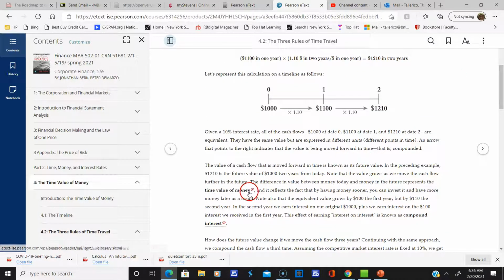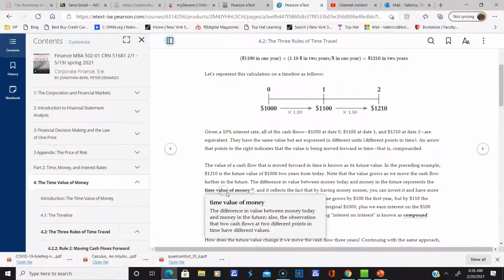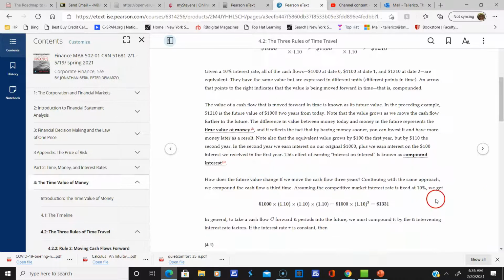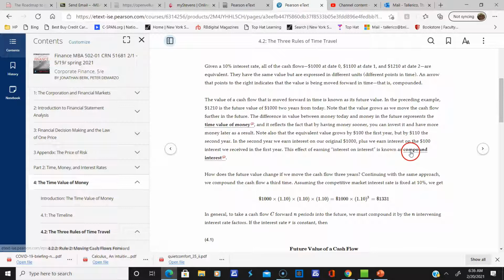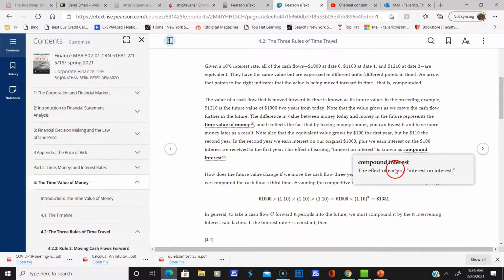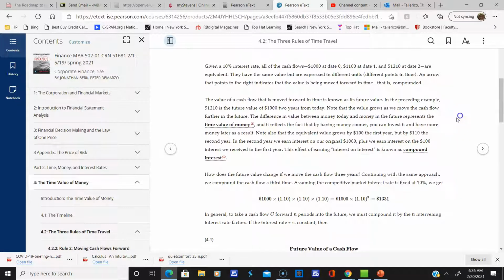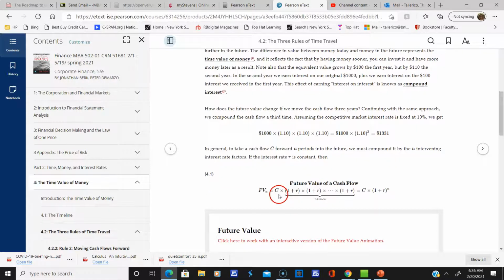Okay, and what's the time value of money? The difference in value between money today and money in the future. Also the observation that 2 cash flows at 2 different points in time have different values. And compound interest is the effect of earning interest on interest.